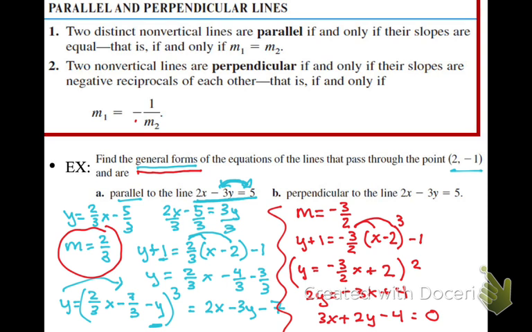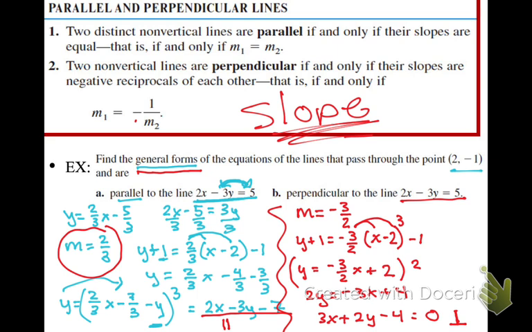Now, this line here is parallel. Remember the symbol for parallel? And this line here is perpendicular, which is the symbol for perpendicular. So when I need parallel and perpendicular, I need the what? Slope. I need the slope. After that, do I do anything with this original equation? Nope. All you need is the slope.